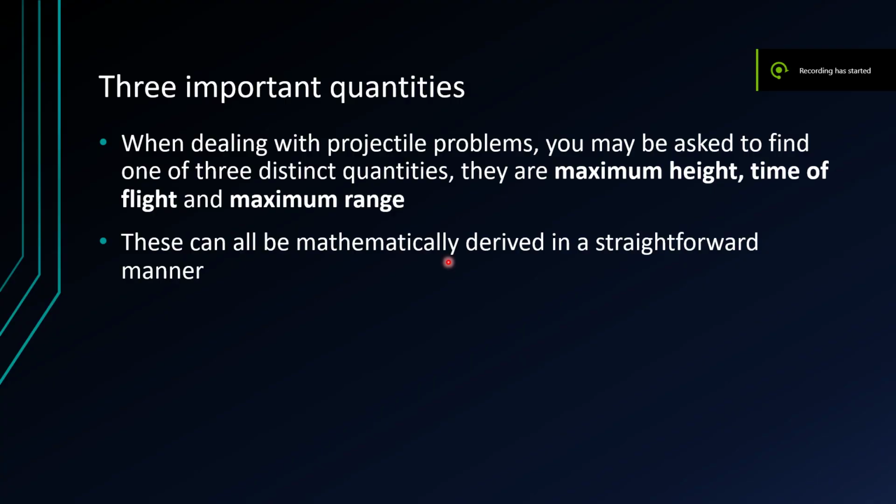When doing projectiles questions, three important quantities must be known. They are the maximum height, time of flight, and range. These can all be mathematically derived in a fairly straightforward manner, and I'm going to be directing you through the proofs of this. You will need to be familiar with the double angle formulae when we get to range. That's the only little caveat.